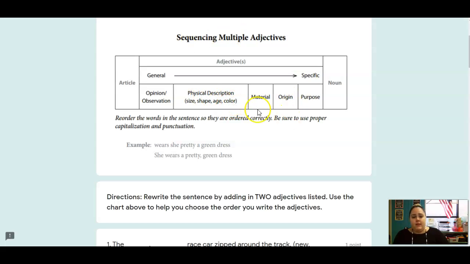It's a color. Then we're going to do any material. So if it tells you it's plastic or cotton or wool. Then the origin. So where it's from. Is it American? Is it European? Is it Canadian? And then the purpose. What is it used for? Is it an informational book? Maybe it's a 3-hole punch, like those hole punches. So it's used for that specific purpose. That one's a little bit tricky, but think about the book example, an informational book. It tells you what it's used for.